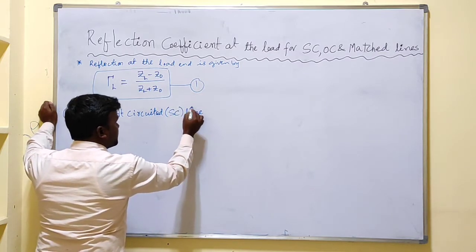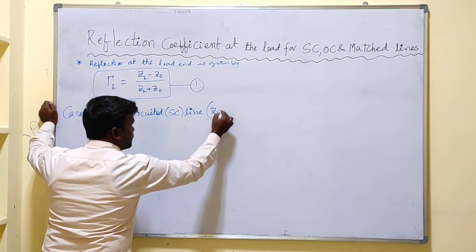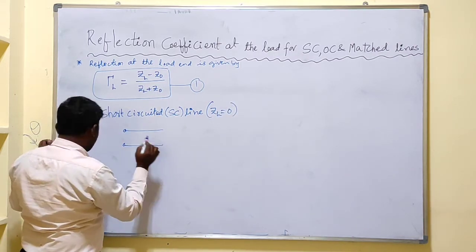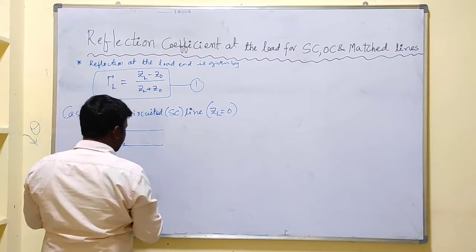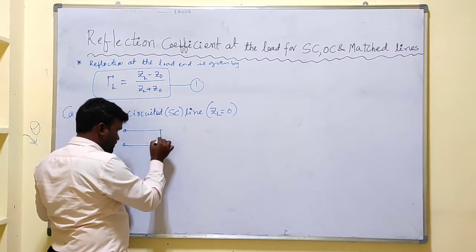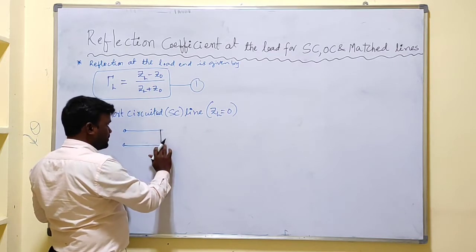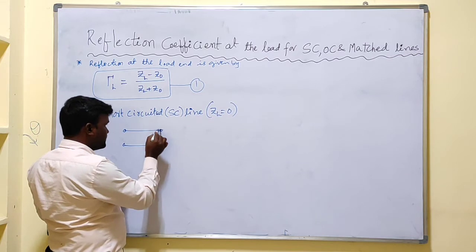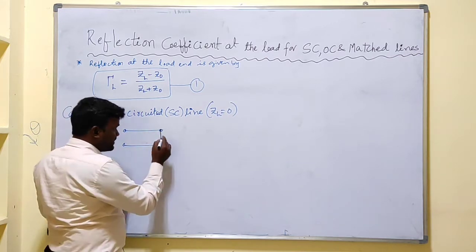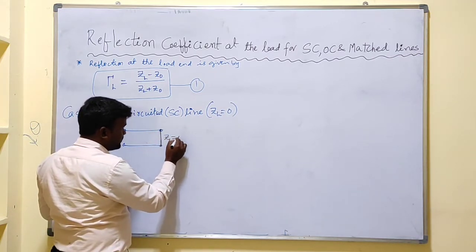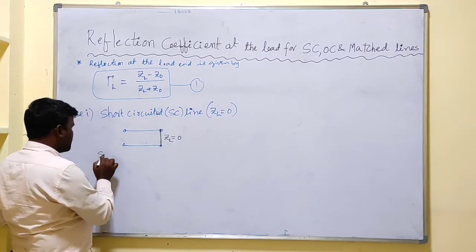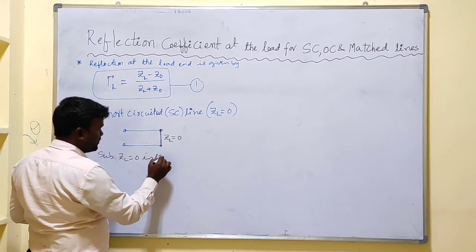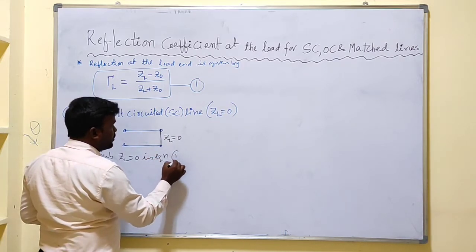Short circuited means ZL equal to 0. We have a line terminated with a short circuit like this. This is the load end, and this is the source end or input end. In this case ZL equal to 0. Substitute ZL equal to 0 in equation 1.